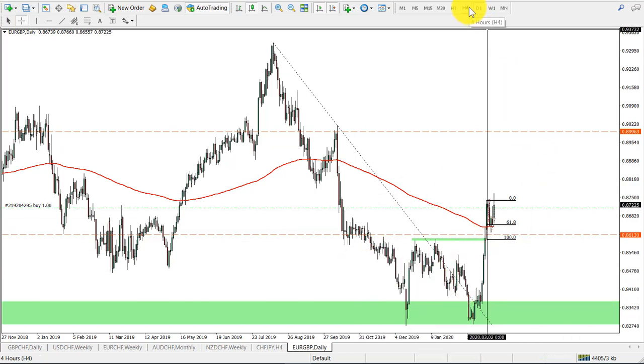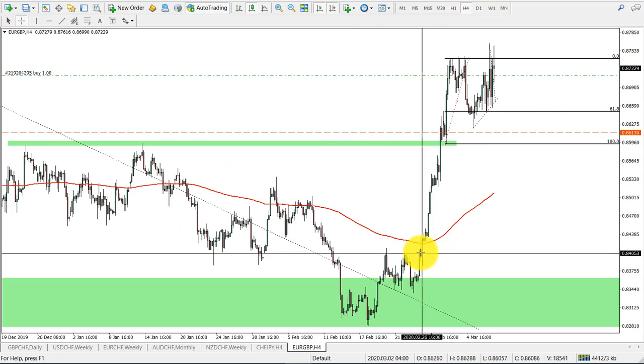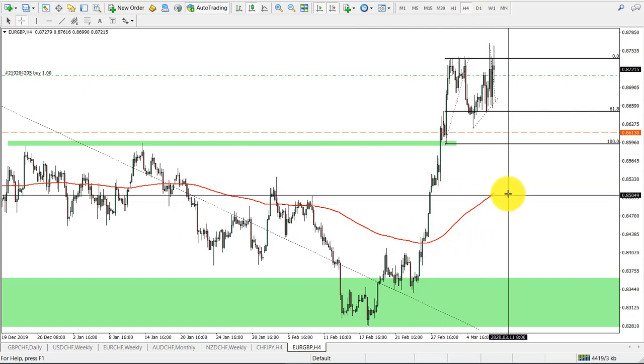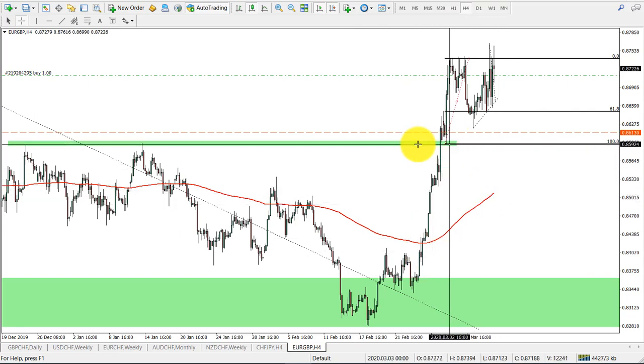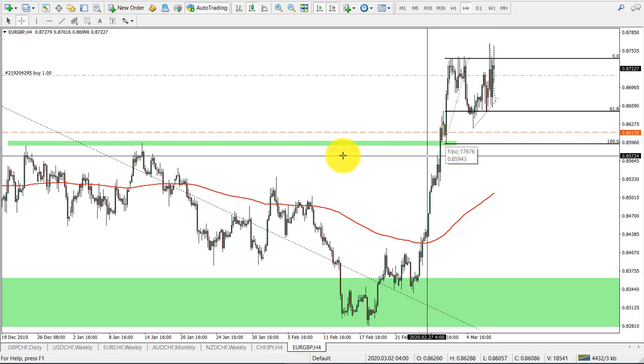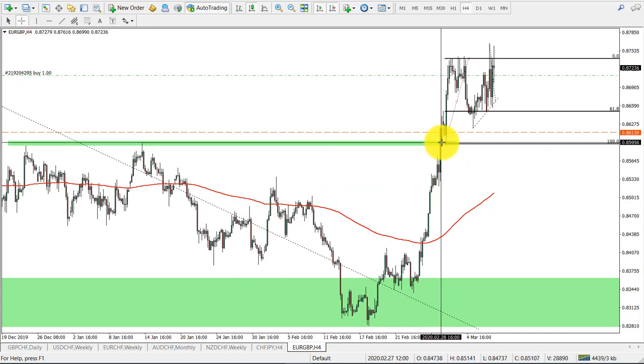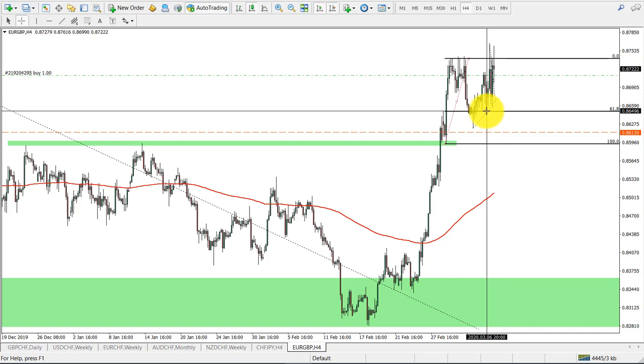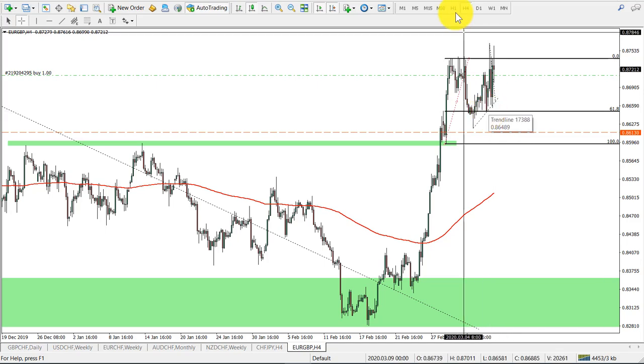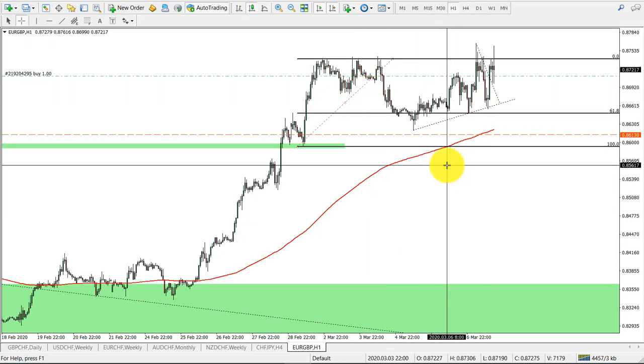Now we will look at the 4-hour chart. Okay, here what is interesting is the Fibonacci. I applied it to this wave after the breakout of this resistance, and you can see that today we had rejected 61.8.